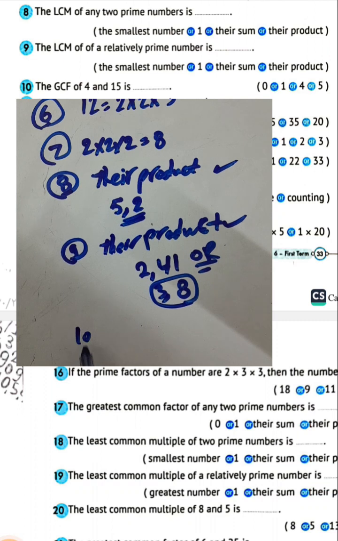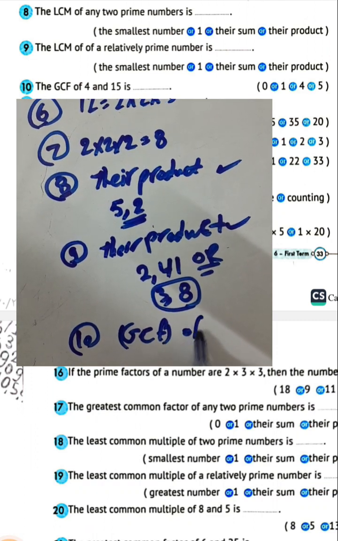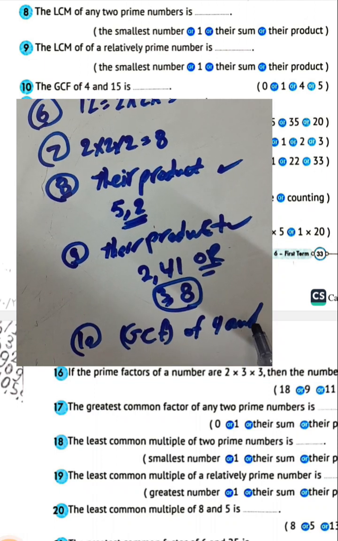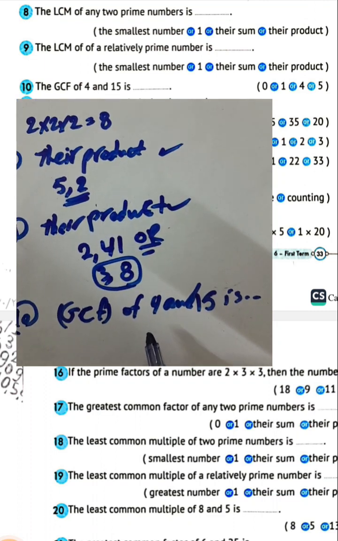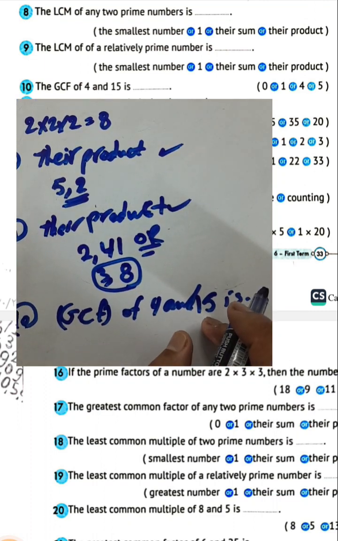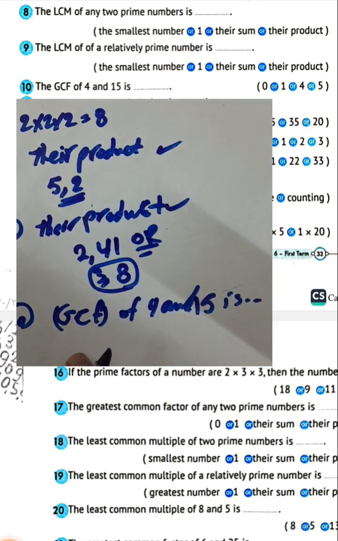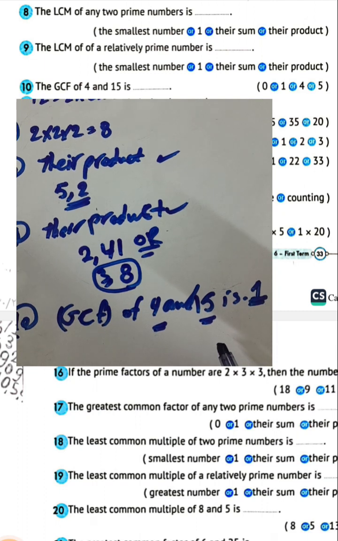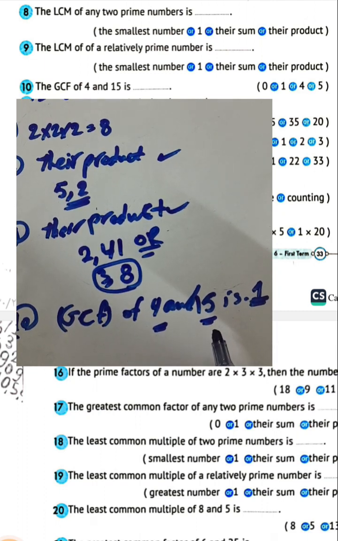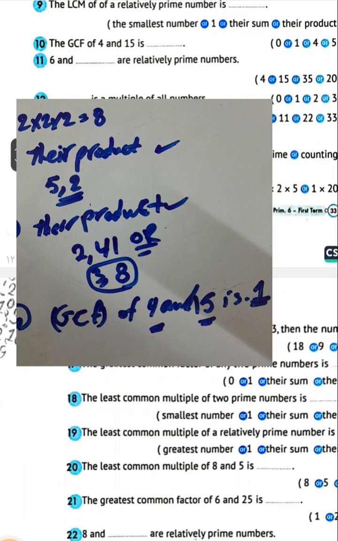Question number 10. The greatest common factor of 4 and 15 is blank. We want to find the greatest common factor of 4 and 15. We know 15 and 4 are relatively prime numbers because the greatest common factor between them is 1. 4 and 15 can't both be divided by any number other than 1. The greatest common factor of the two numbers equals 1. That answers question number 10. Question 11.